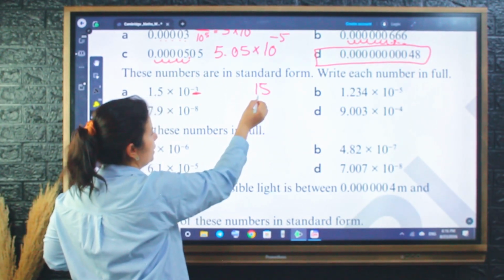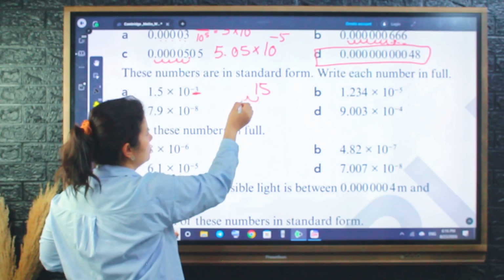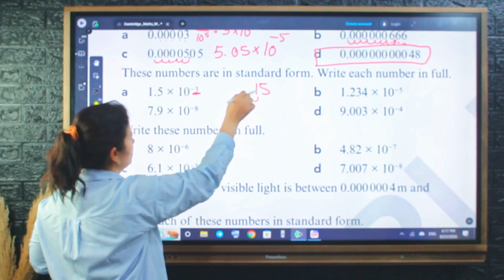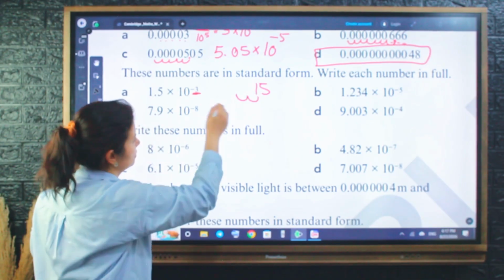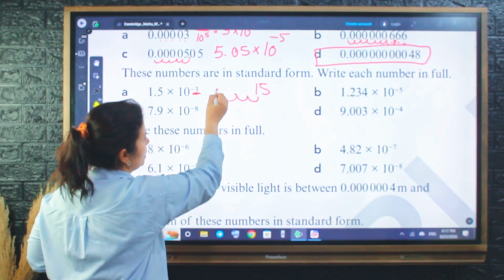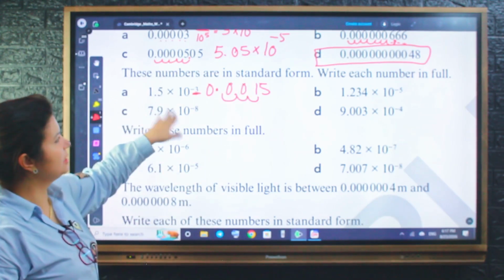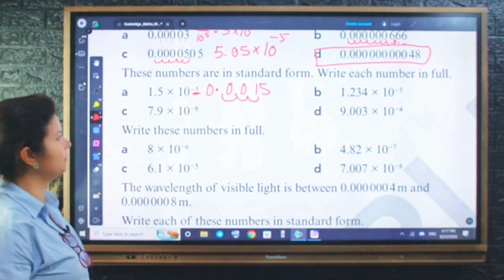Focus on where the point is here. So we jump 1, 2. Okay, this point we don't take it. Okay, so 1, 2, 3, and put the 0 here. So the number is 0.0015.